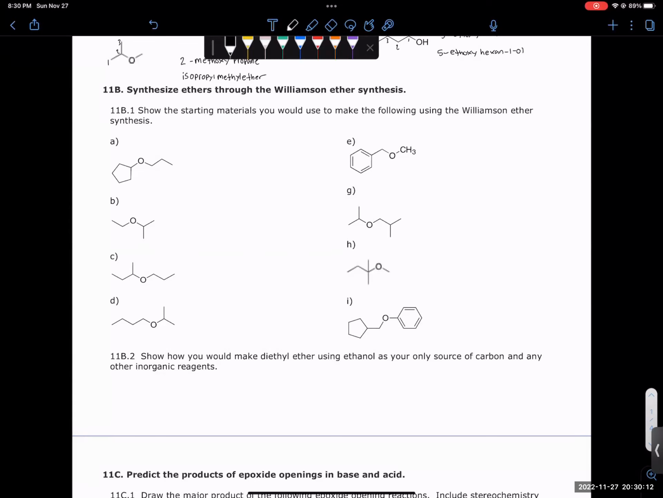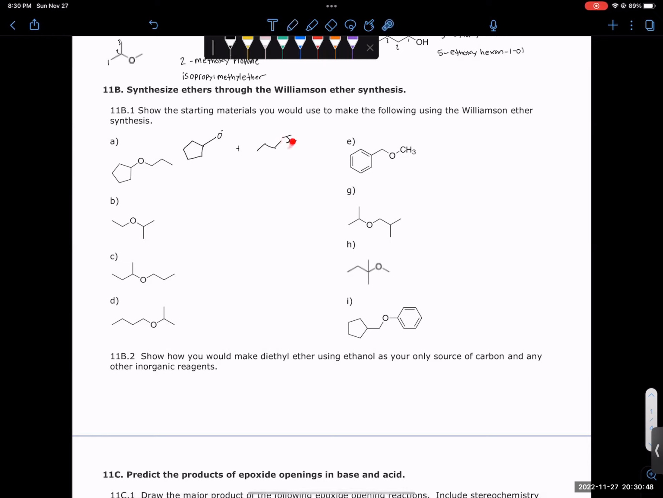So the first way would be to use this way right here, where we use an alkoxide that is on a cyclopropane chain, right? And we're gonna mix that with some, I guess, let's just use iodine as our leaving group. So it would be iodopropane or 1-iodopropane, or you can say propyl iodide, one of those two, right?